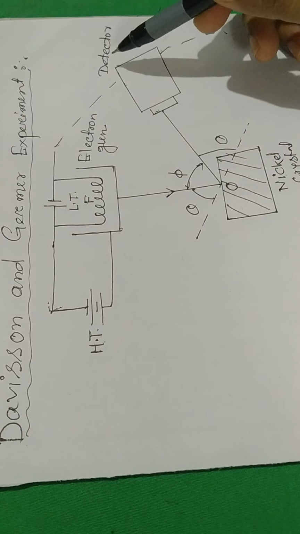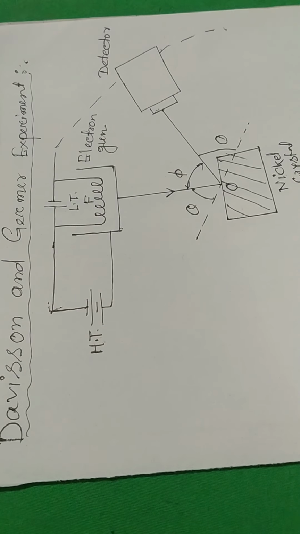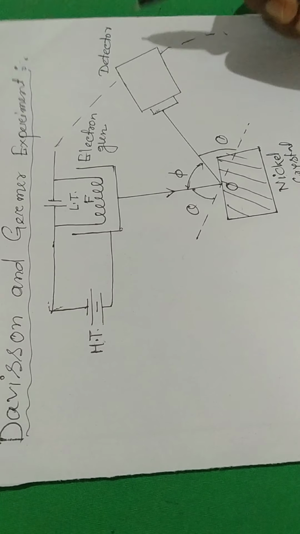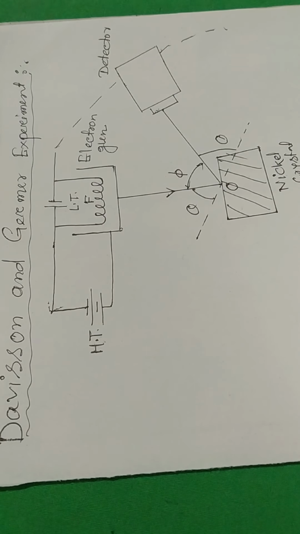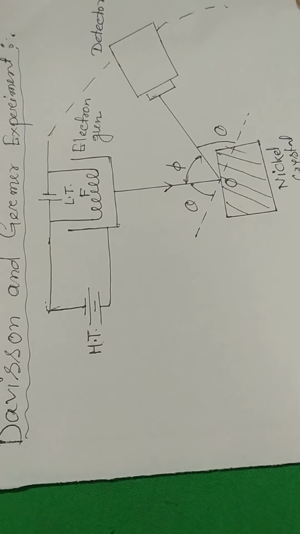The third part of the setup is a detector or collector. It can be moved on a circular scale. It is further connected to a sensitive galvanometer to detect current proportional to the intensity of the electron beam. So this detector detects the intensity of the electron beam. These are the parts of the experiment.